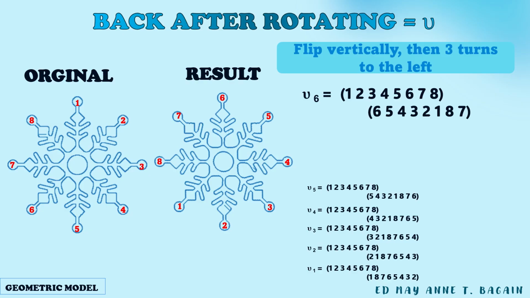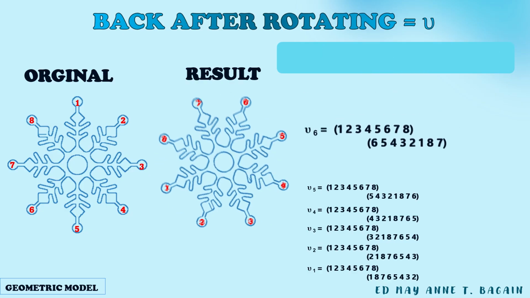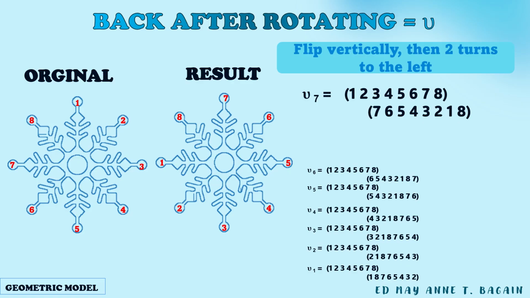And then let's check the next one. We have epsilon sub 7. So flip vertically, then 2 turns to the left. Okay, so we're looking at here the 1, 2, and then 1, 2. Okay, so 1 in here, and then the 7 will be the new 1. 1 is 7, 2 is 6, 5, 4, 3, 2, 1, and 8.